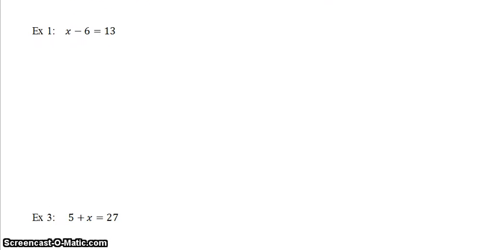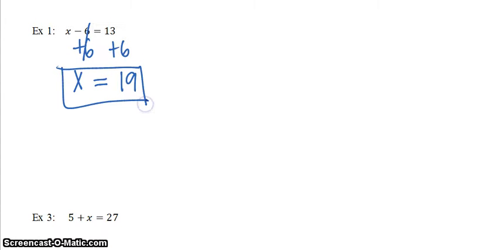So our example 1, we have x minus 6 equals 13. We want x by itself, so as long as we do the same thing to both sides, it will stay equal. And what we need to do is we kind of need to get rid of this negative 6, the subtracting 6. So we have to do the opposite, which would be adding 6. So if we add 6 to one side of the equal sign, we have to add 6 to the other side of the equal sign. So these 6's cancel out, so we're left with x on the left side of the equal sign, and then we have 13 plus 6, which is 19 on the right, so x equals 19.